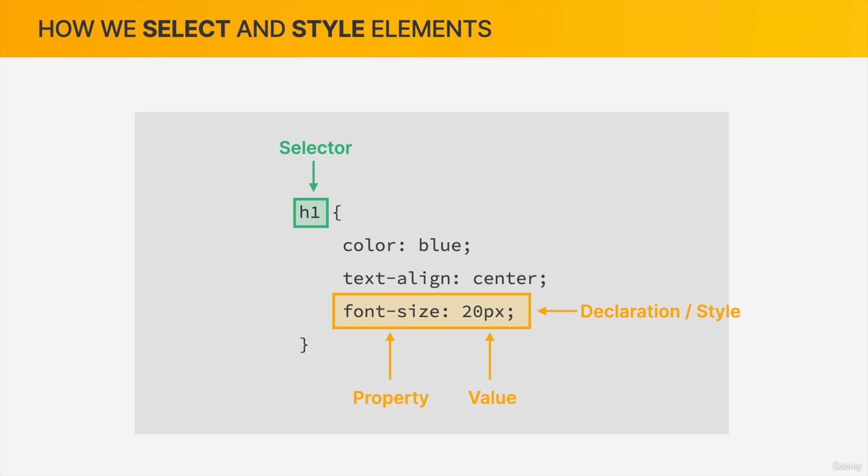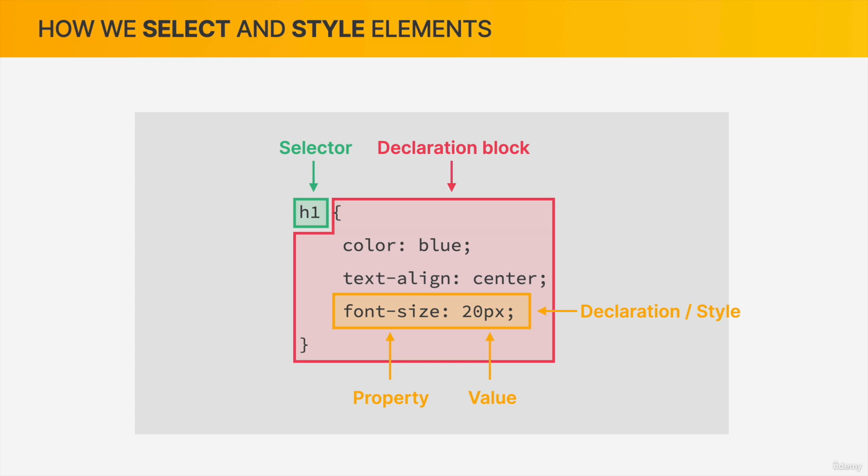Then all of these declarations or styles together make up the declaration block. So we have these curly braces after the selector, and inside of the declaration block go all the different declarations, so all our styles. And all this together, so basically the selector plus the declaration block, is what we call a CSS rule.